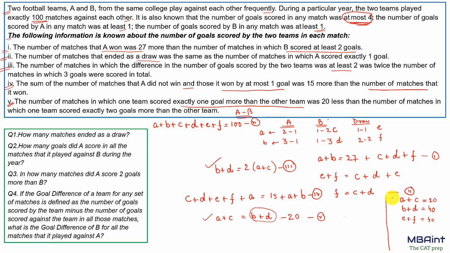Now how to solve further? Let me put it in a box. How to solve further? Now we can see that in this equation, we have all the variables except B.